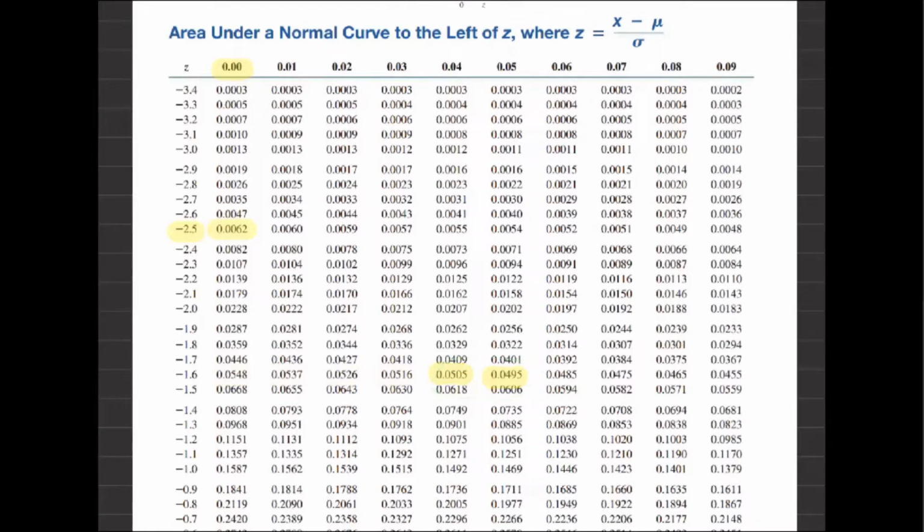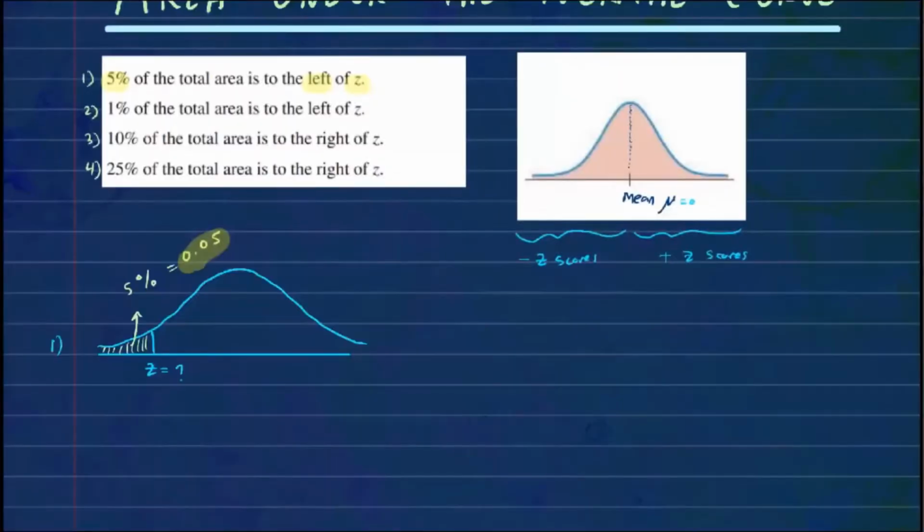This one corresponds to a z value of negative 1.6, and the decimal, if you were to use the first one, is 0.04, or if you use the second one, that'll be 0.05. So your z would be negative 1.64 or 1.65. Let's go with the first one. So the z is equal to negative 1.65. That's the z-score that gives you area 5% to the left.